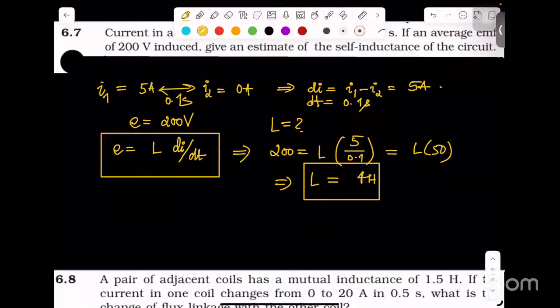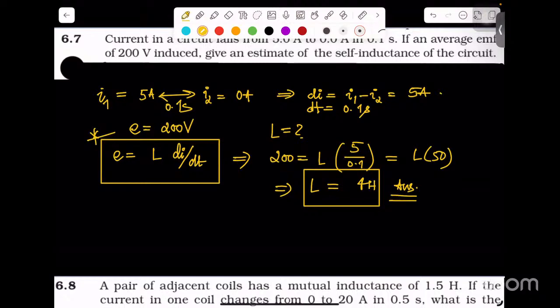So this is the answer to this question. Okay. So you need to remember this formula. Okay. So I guess we are done with this question.